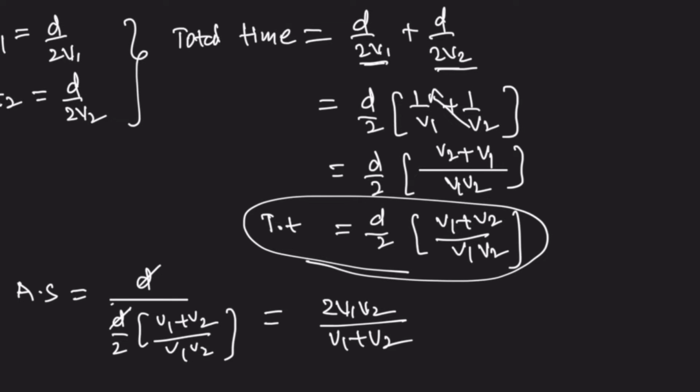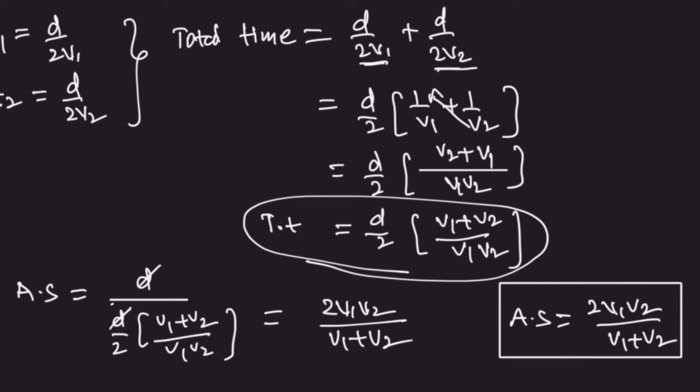So what is the average speed here? 2 V1 V2 by V1 plus V2. Okay, remember this formula. So what is the formula? Average speed is equal to 2 V1 V2 by V1 plus V2.